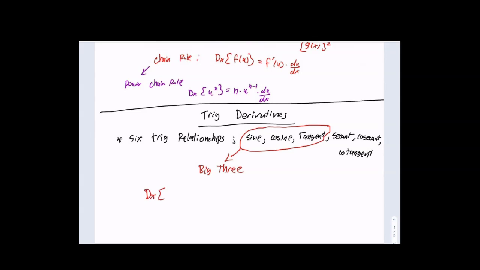The derivative of sine of x is cosine of x. They're functions as well. The derivative of cosine of x is negative sine of x. And the derivative of tangent of x is equal to secant squared x.